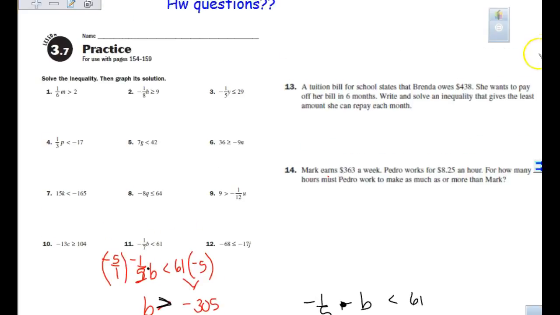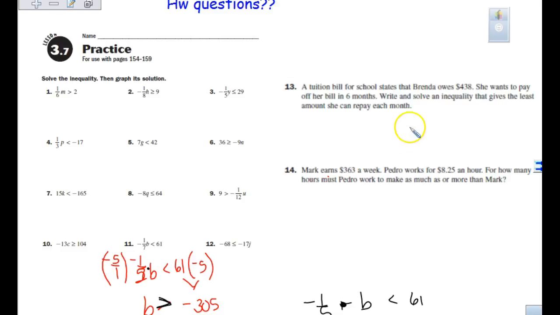Let's look at 13 and 14, and then we are going to hand this page in. We're going to hand this page in, and we're handing in the page before it. So, tuition for a school states that Brenda owes $438. She wants to pay off her bill in 6 months, right? An inequality. Anyone raise their hand, think they got the inequality for it? It's not a hard one.